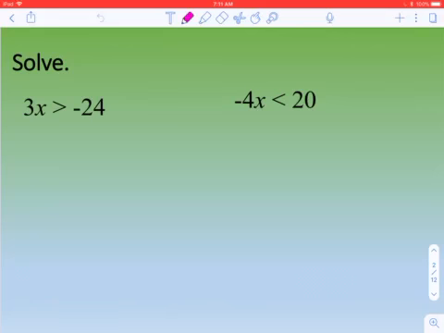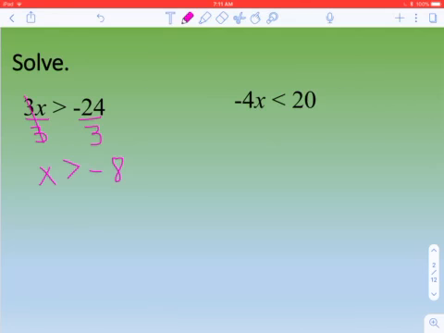So the first one we're going to start off with, we have 3x is greater than negative 24. So we do the opposite. We're going to divide both sides by 3. 3 divided by 3 is 1, so that gives us x. And this is going to be greater than negative 8.